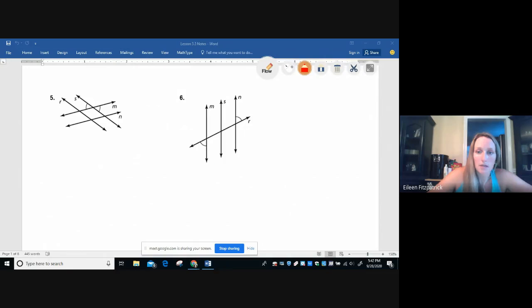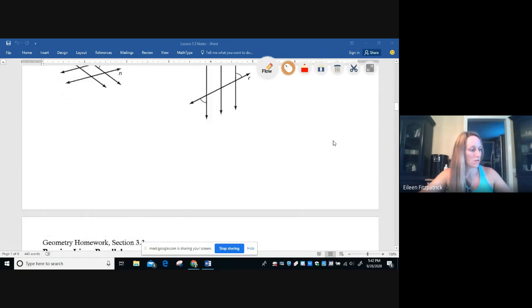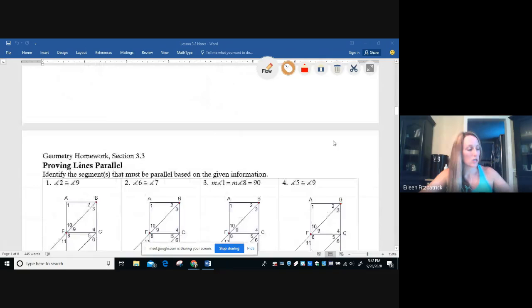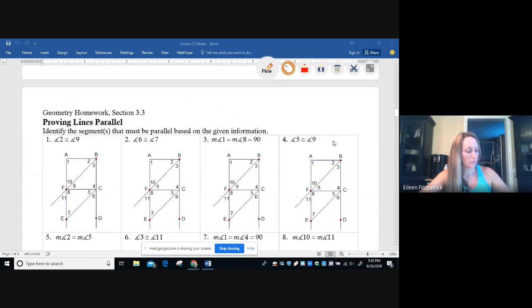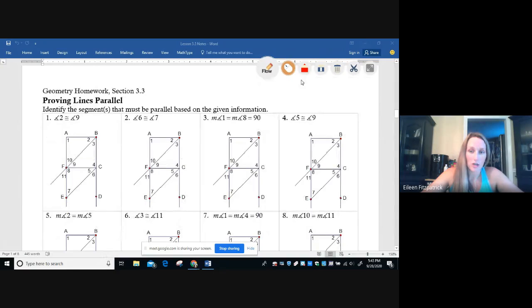All right, let me scroll down. Okay, this next worksheet, I am only going to do a few because I'm probably going to have you do some of these problems for an assignment, whether it's in class or homework. I'm not sure yet, but we'll figure that out. But I want you to understand the approach to these problems, so I'm going to demonstrate. All right, it says identify the segments that must be parallel based on the given information. We're going to be highlighting, tracing, so if you're able to print this out, it would be helpful. If not, you'll just have to kind of sketch it on your own.